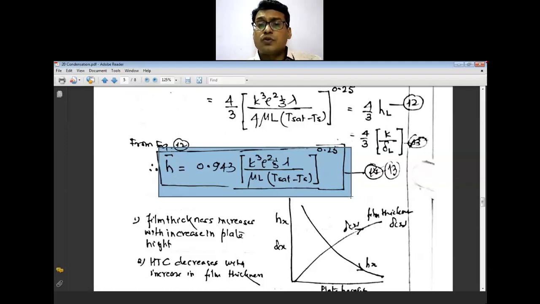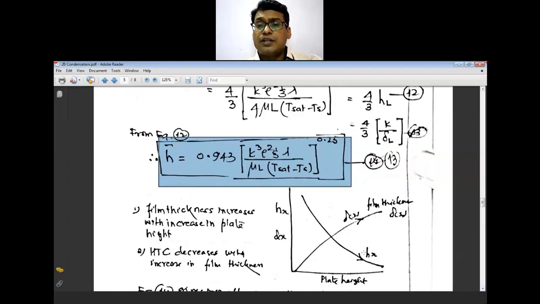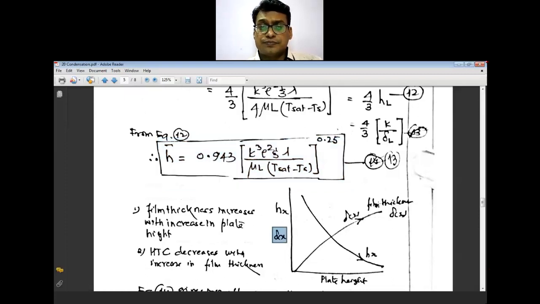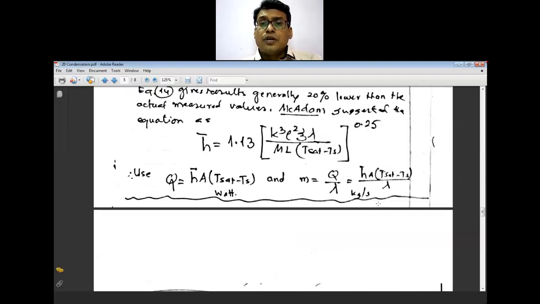So your heat transfer coefficient decreases with the plate height, and the film thickness increases with the increase in the plate height. Generally it is 20% excess, so the value of this constant is replaced with 1.13.